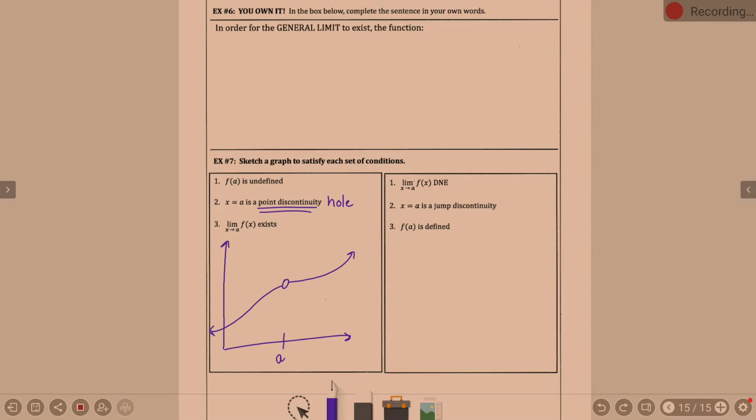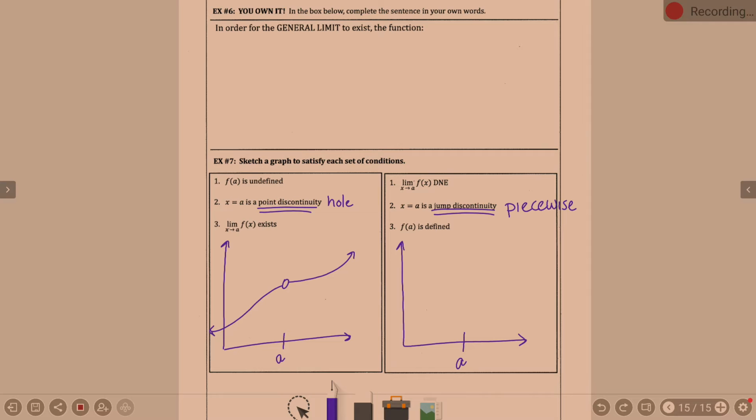Now, this time, the limit does not exist at A. There is a jump discontinuity. So a jump discontinuity is like what we were seeing earlier where it's a piecewise. Yeah, like two different places. Okay, so think of a piecewise graph, and there is a defined point there. So the limit does not exist, which means my graph is two different places. There's a jump.